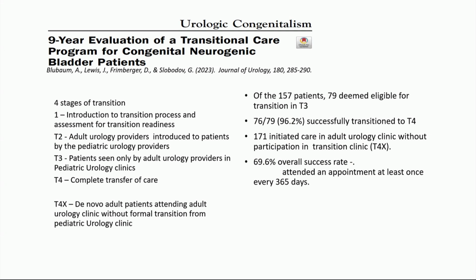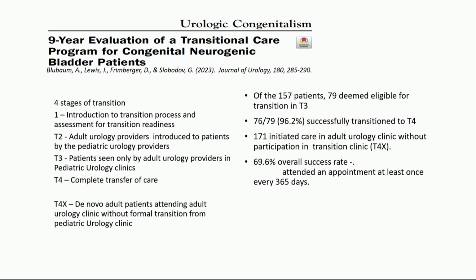In the first stage, the patients are introduced to the transition process, and their transition readiness is assessed based on several questionnaires. In the second stage, the adult urology providers are introduced to the patients by the pediatric urology providers. In T3, patients are seen by the adult urology providers, but in the pediatric urology clinics. And T4 is the complete transfer of care. In this study, there was another group, a T4X group. These were the de novo adult patients who attended the adult urology clinic without any formal transition from the pediatric urology clinic.